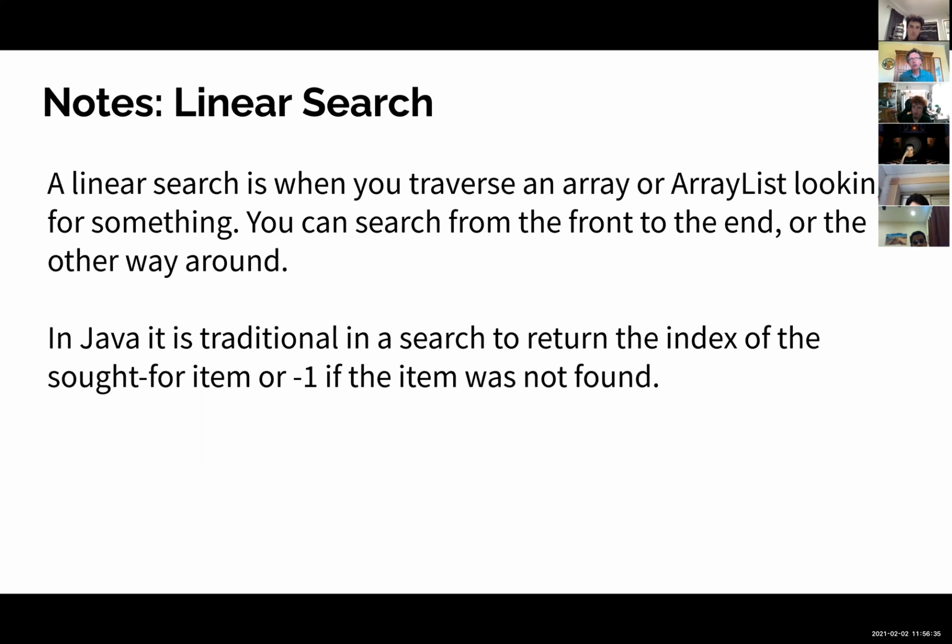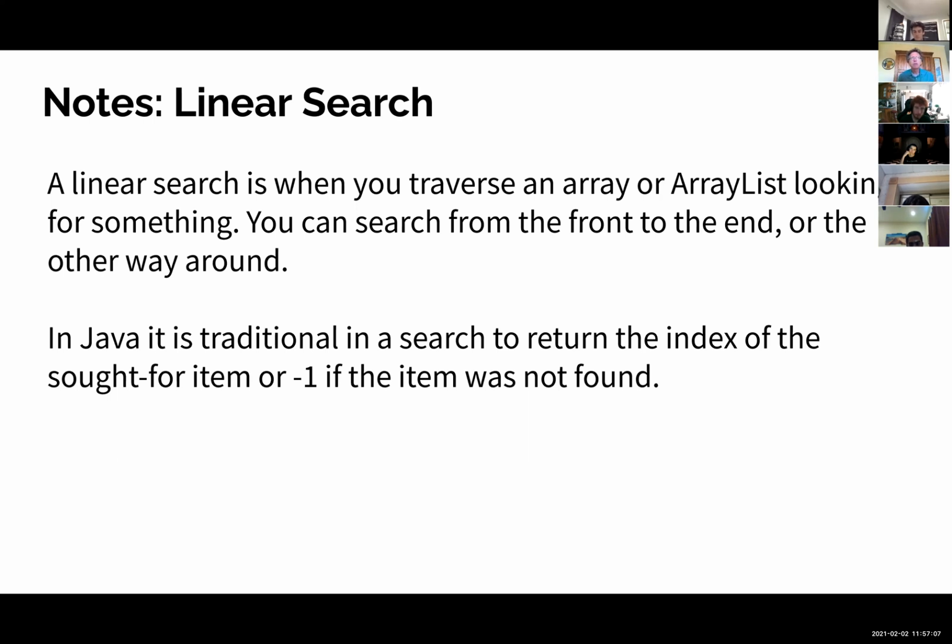And a linear search is when you're looking for something in an array or an array list, either one, and you start either at the front or the back, and you go through the whole thing looking for it. Linear means in a line. So it's a linear search if you start somewhere like the very beginning or the very end, and you go through all the elements looking for whatever you're looking for. And so usually you use a for loop.